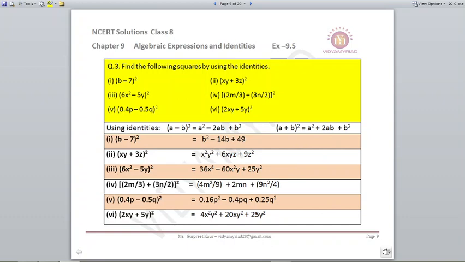Answer is b square minus 14b plus 49. Next, xy plus 3z the whole square. So a plus b the whole square will be written as xy the whole square plus 2 multiplied by xy multiplied by 3z plus 3z the whole square. So final answer is x square y square plus 6xyz plus 9z square.